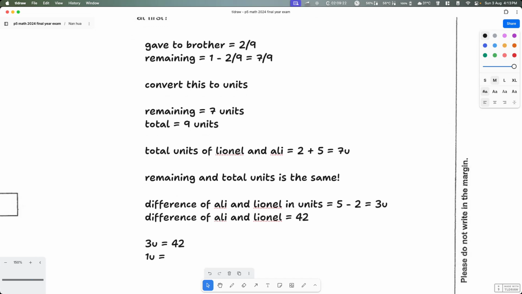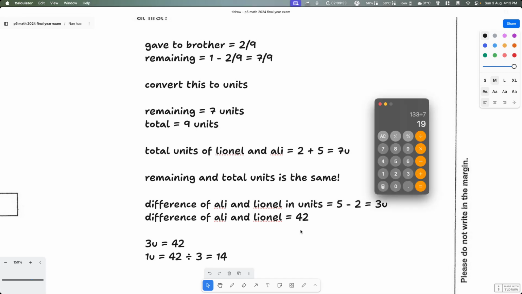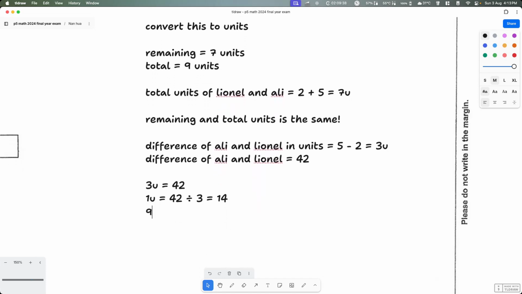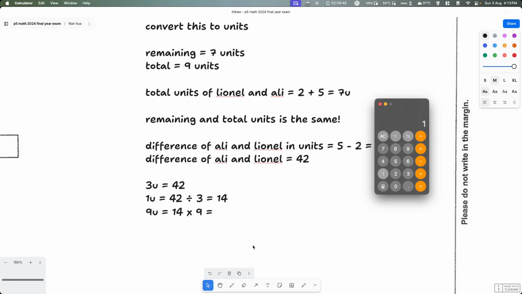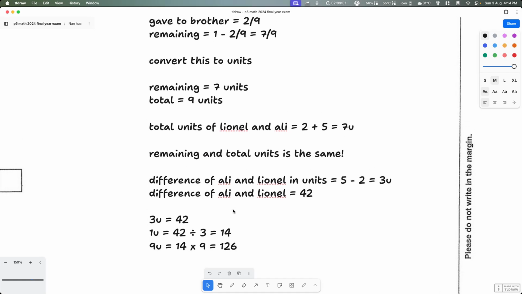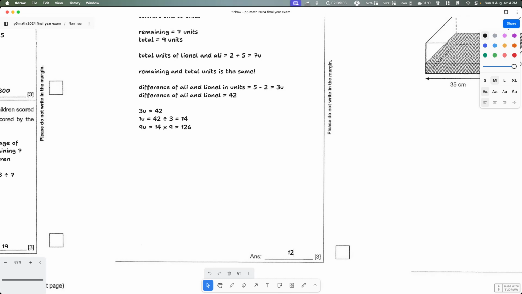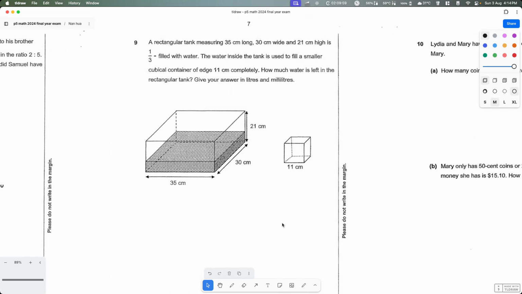1 unit is equal to 14, right? 42, and then we divide it by 3, and this will give us 14. Double confirm with the calculator. Okay, 14. So total units is 9 units. So 9 units is equal to 14 times 9. So 14 multiplied by 9, 126, sorry, 126. So that means at first they have 126 cards. There you go, 126. Okay, let's move on to question 9.